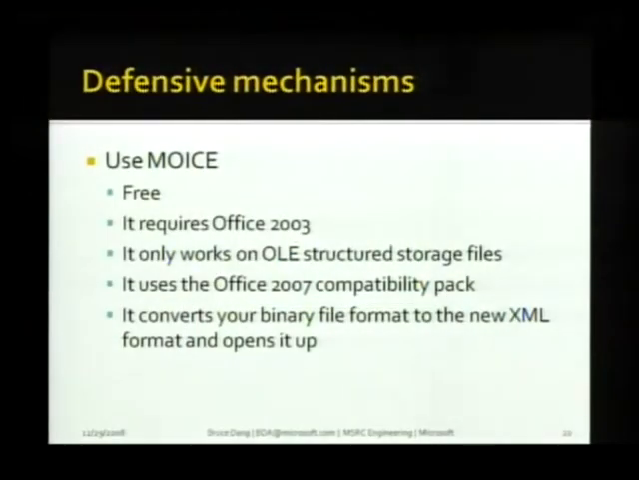The next one is you can use MOICE. MOICE was actually written to fix these targeted attacks, but not everybody can use it. It requires at least Office 2003. And the way it works is quite simple. It converts the binary file format to the new XML file format, and then reopens it using the Office 2007 XML parser. So there's no more bugs there. And this is why when you download MOICE, they'll tell you you need to download the Office 2007 compatibility pack, and that's the reason why.